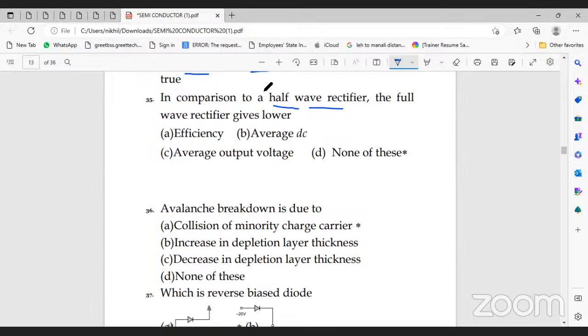In comparison to a half wave rectifier, the full wave rectifier gives lower? No, full wave is always going to be more than half wave comparatively. So efficiency is more, average DC will be more, and even average output voltage is also more. So option D is the right answer. In the case of a full wave rectifier, the output and efficiency will be more compared to the half wave rectifier.